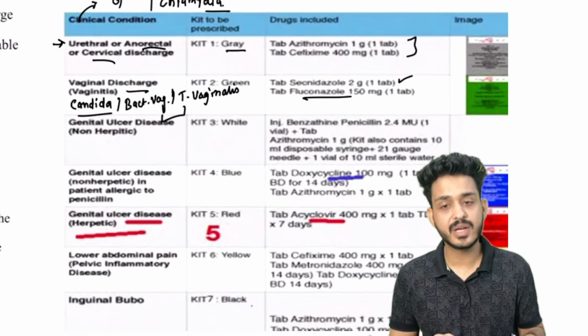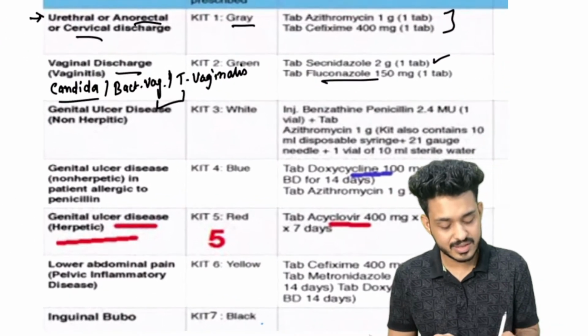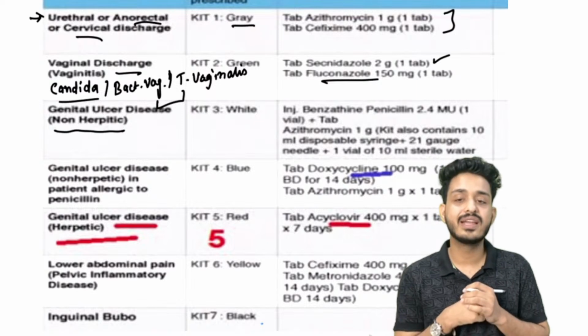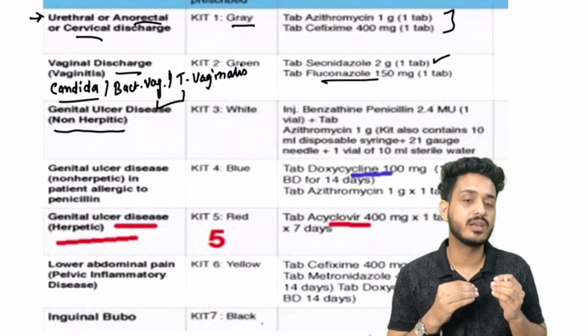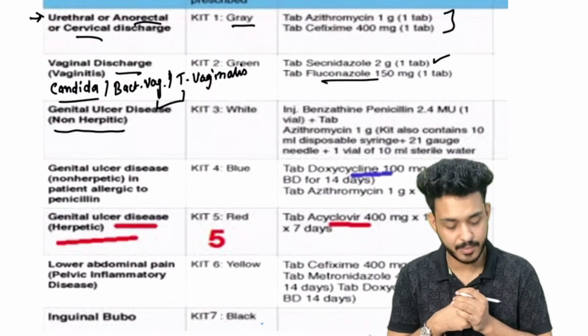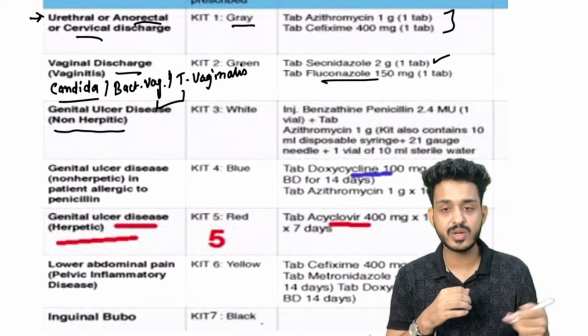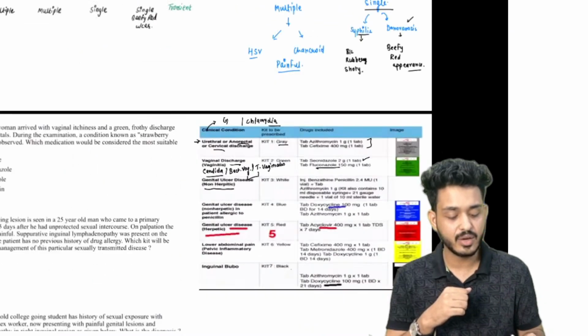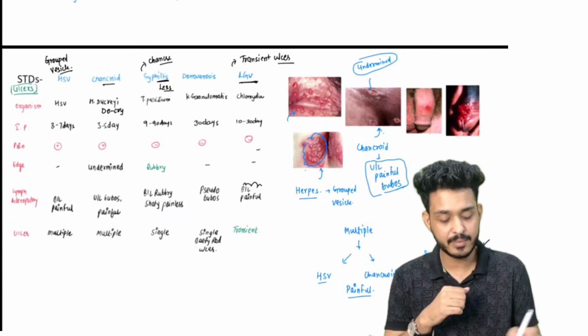Done guys? Now we will discuss the ulcer. The patient is coming to you with genital ulcers. First thing, non-herpetic means what? There will be no grouped vesicles. If the patient comes like this, what can be the possibilities? What have we seen? Sir, only 3 things can be happening.